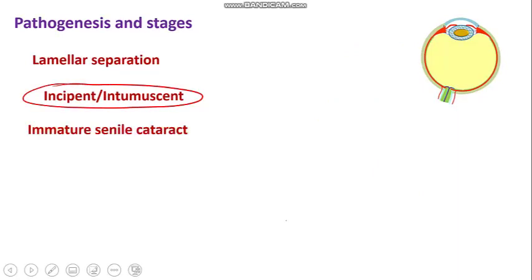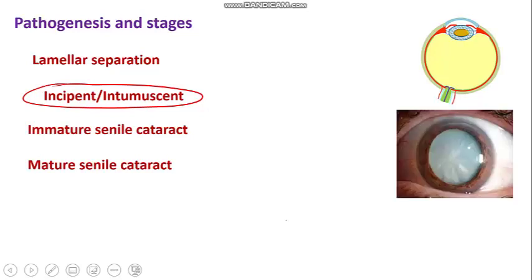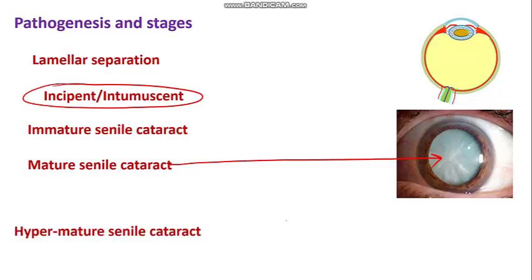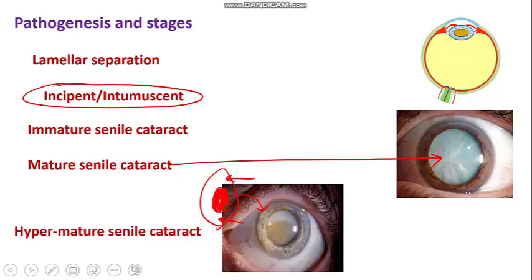Next comes immature senile cataract. Then mature senile cataract is a hard and complete, total hard and white cataract. And later on it becomes hypermature senile cataract, in which one type is, if this is the nucleus and the cortex dissolves, what happens? The nucleus will drop down like this. This is the Morgagnian type of hypermature.